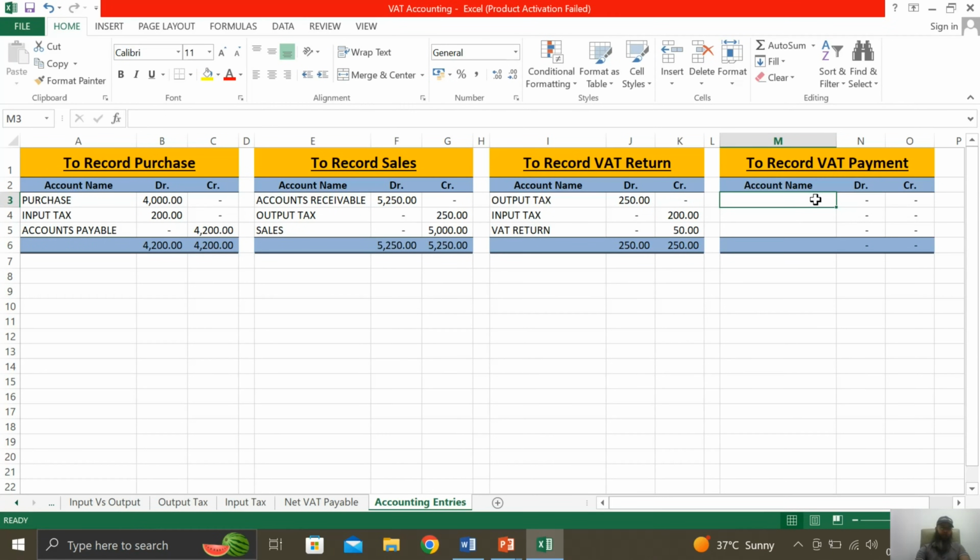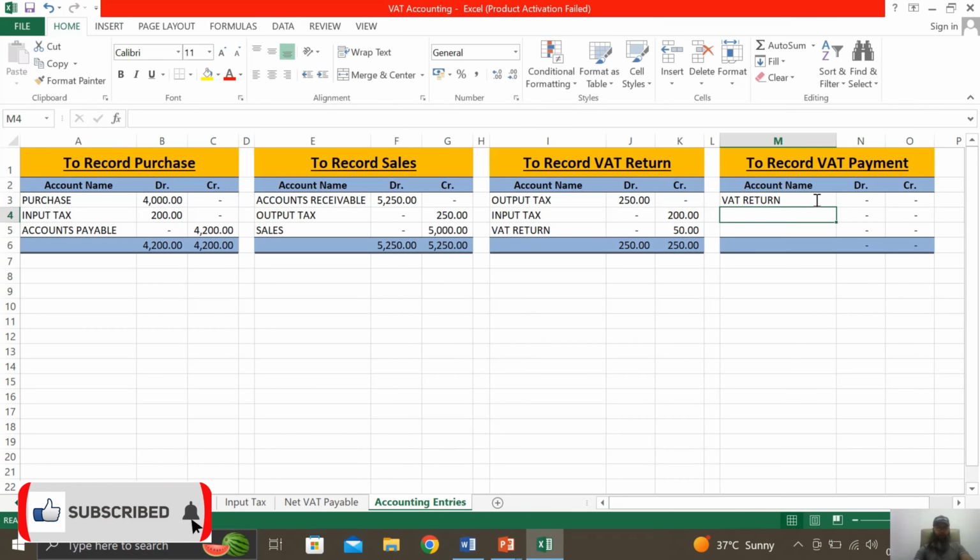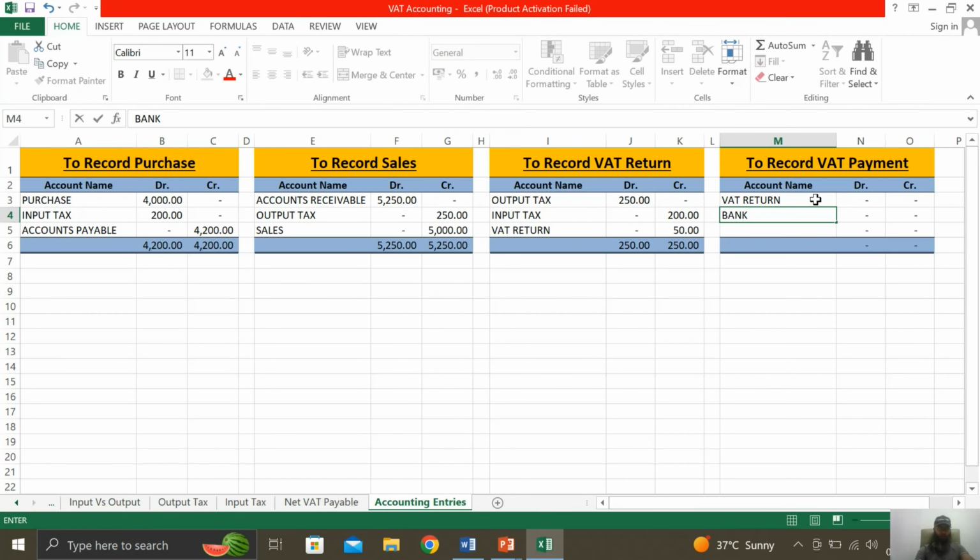Then for this VAT return, when you are making the payment, you will give debit to VAT return, and credit you will give to bank or cash.